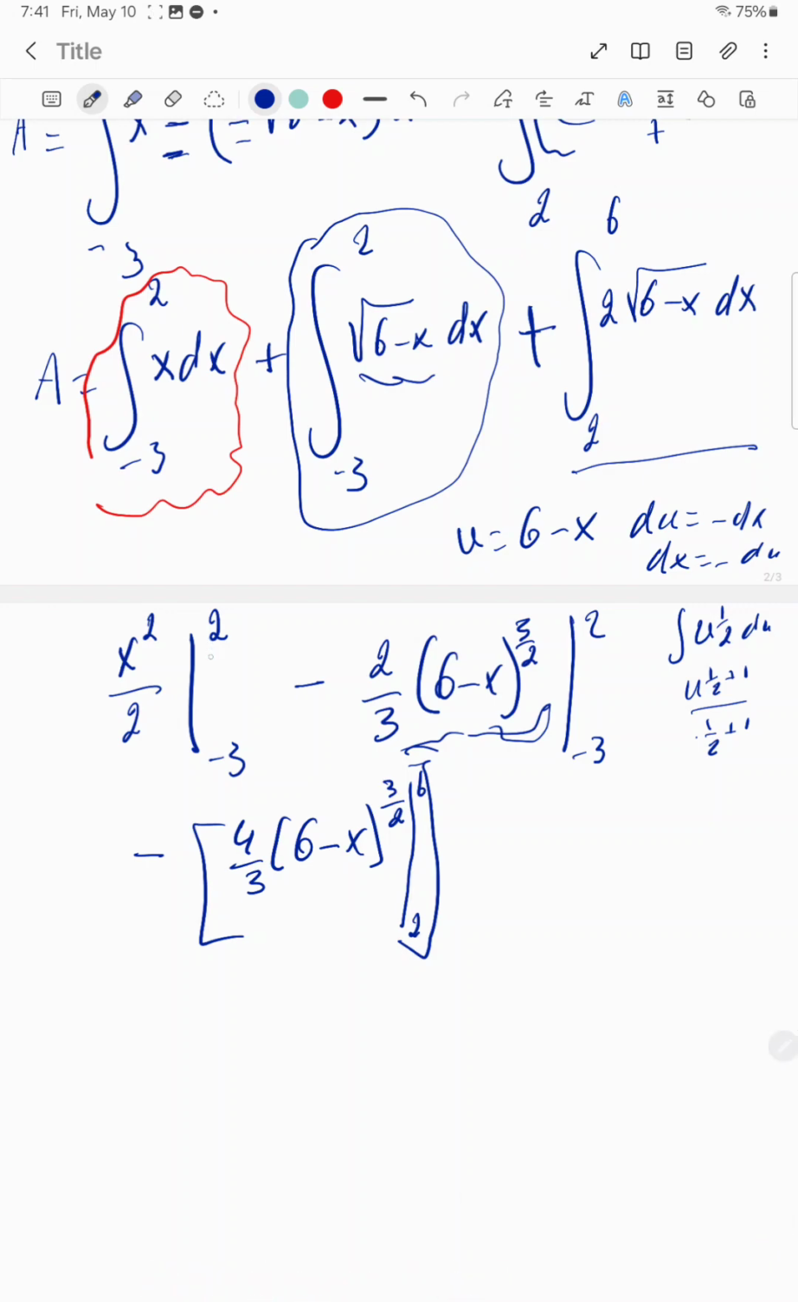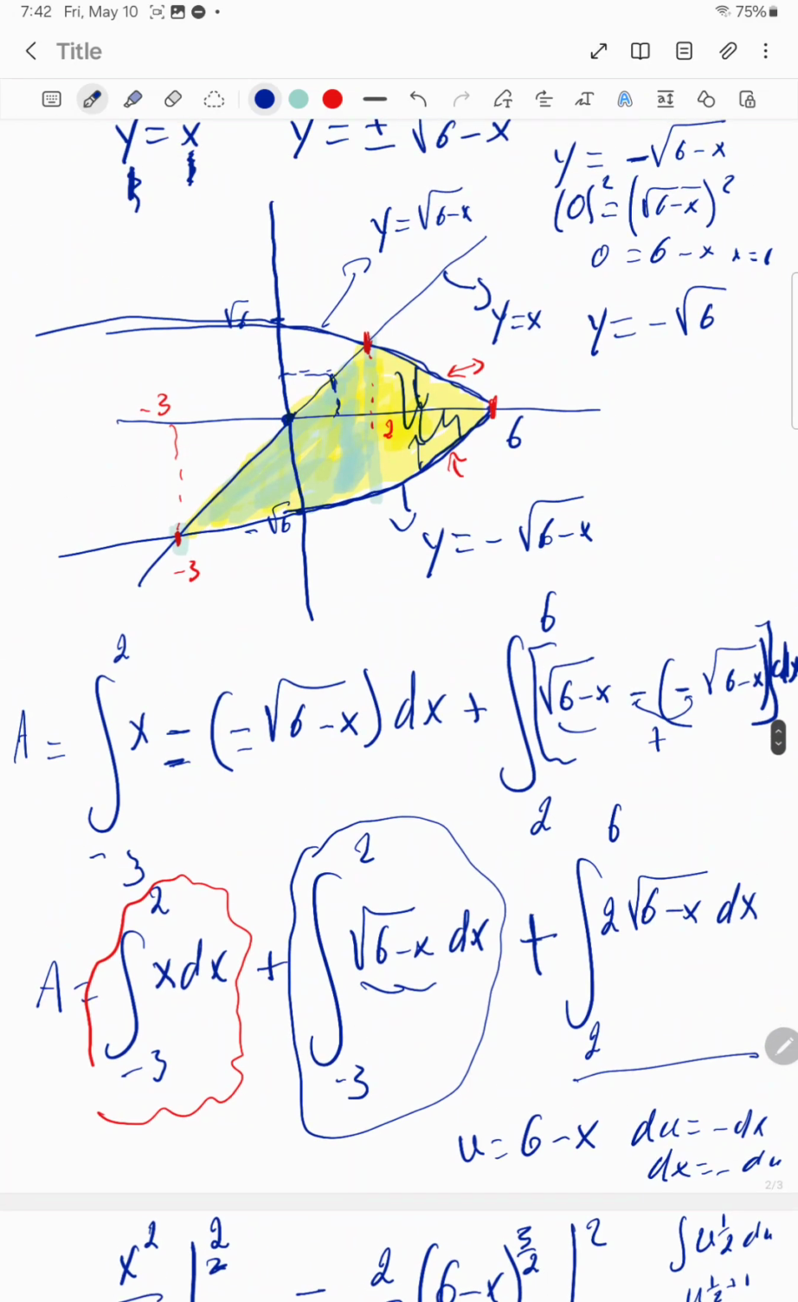It's like the first time you replace x by 2, and then minus, you replace it by minus 3. Same thing for every part of my integral, and that would be your answer. And this is how you get the area between two curves.